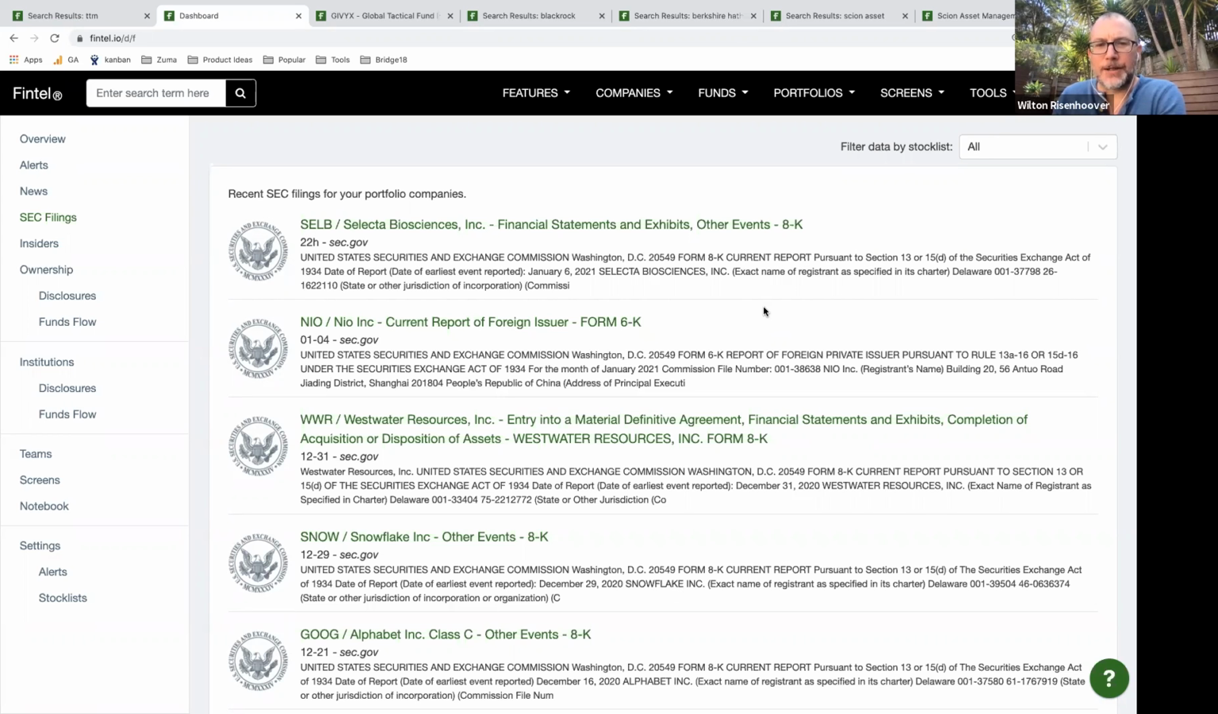Are options expiration dates available within the platform? We don't have that information yet. We haven't licensed options data. It's something that we're looking at.